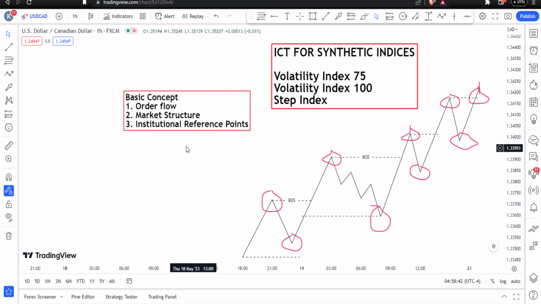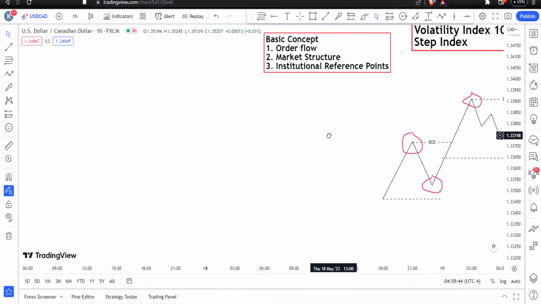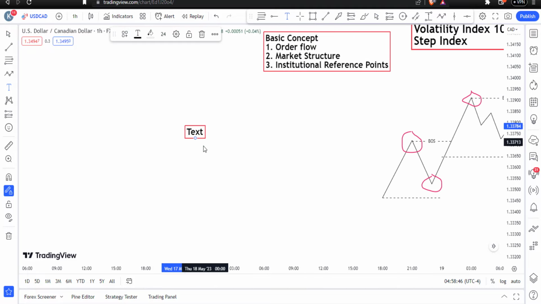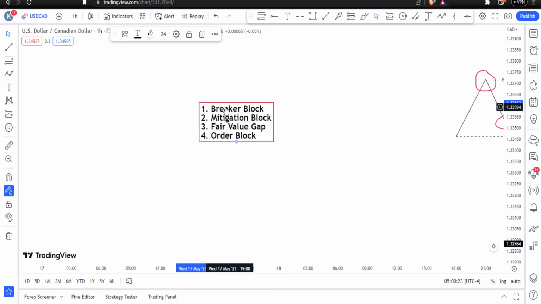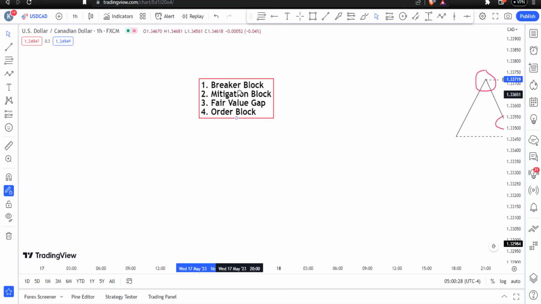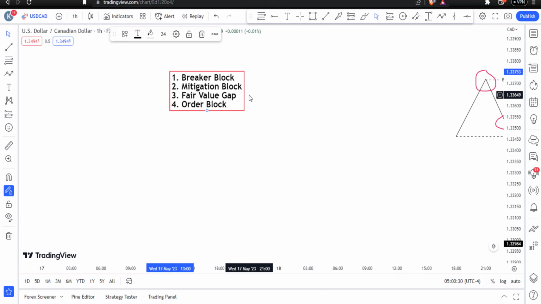These are the three market conditions you are expected to know if you want to learn market structure correctly. The next one is, of course, institutional reference points. We have almost seven of them. Let me quickly type them so you can see. These are the institutional reference points that you want to pay attention to. You have to learn how to see a breakout block, a mitigation block, a fair value gap, and an order block. These are important institutional reference points.